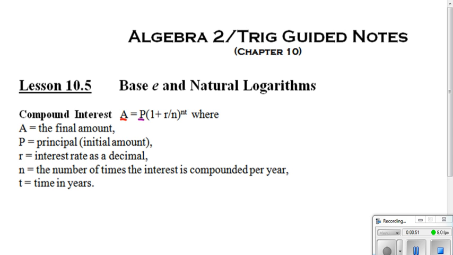R is your rate of interest as a decimal. So if you said it's growing by a half, your R here would be 0.5. 50% is 0.5, 60% is 0.6, and so on.